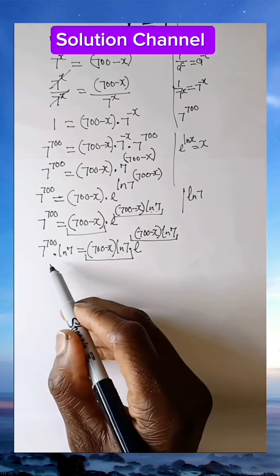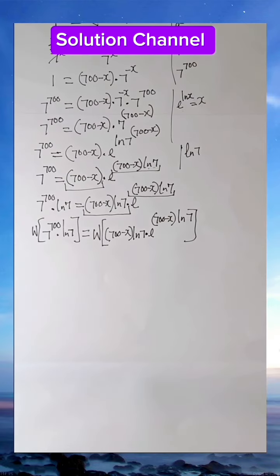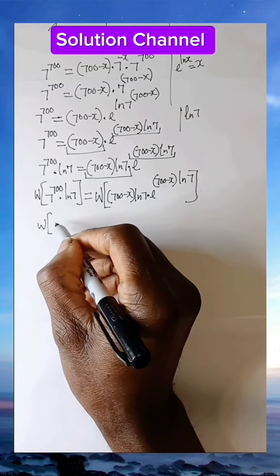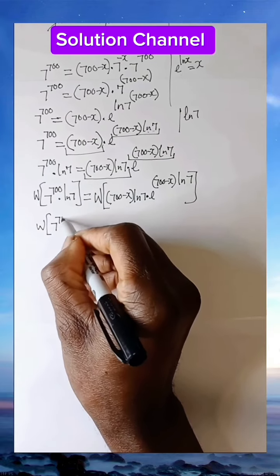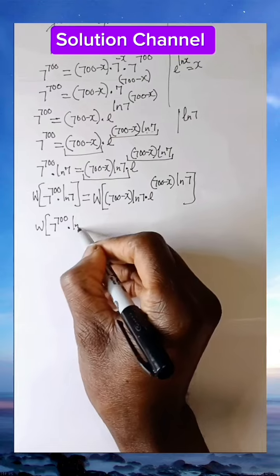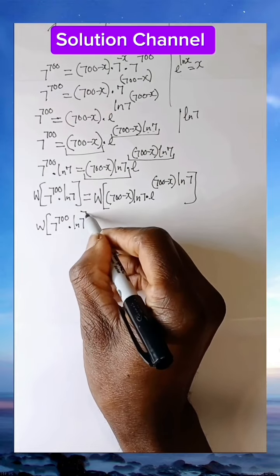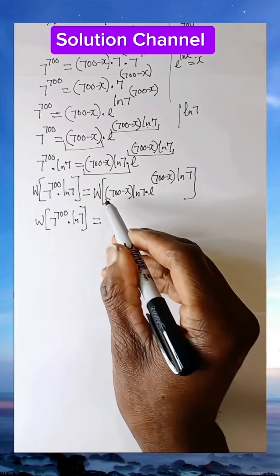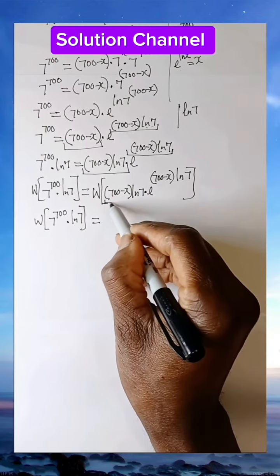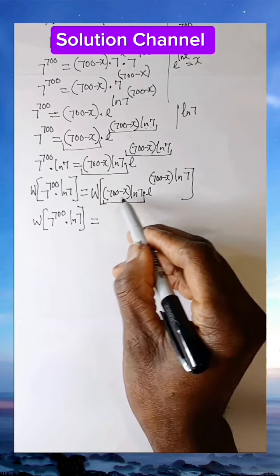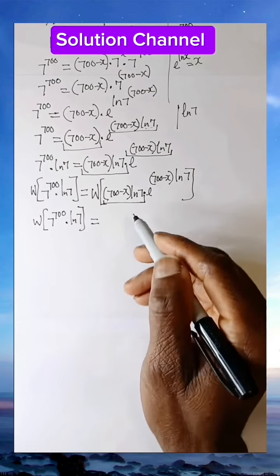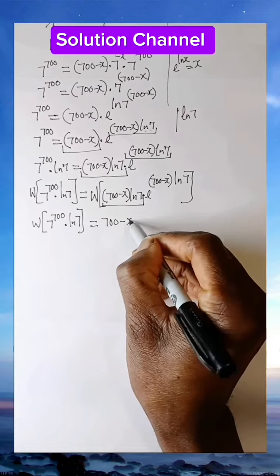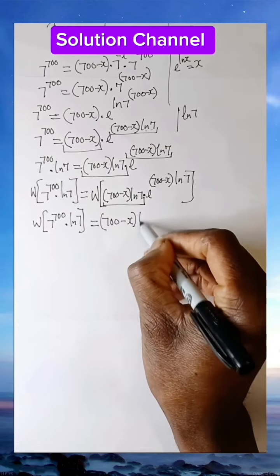Now let us apply the Lambert W to both sides of the equation. On the left-hand side, we have the Lambert W of 7 raised to the power of 700 times the natural log of 7. And this is equal to, according to the Lambert W, the whole of the right-hand side is just equal to this term, 700 minus x times the natural log of 7. So we are going to have 700 minus x times the natural log of 7.